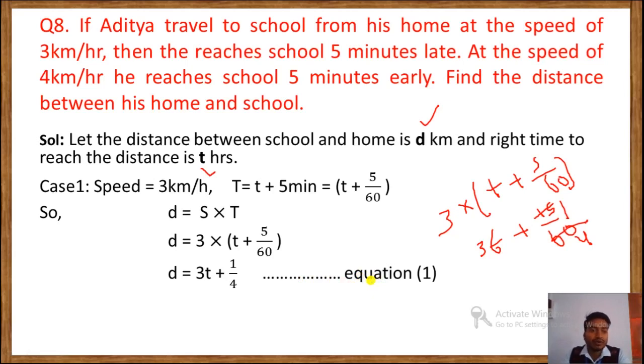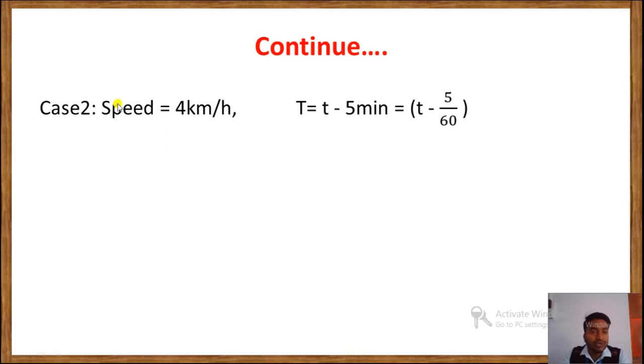Same we will find out for case 2. So case 2 we have speed equal to 4 km per hour and time equal to t minus 5 minutes. T minus 5 minutes, right? Because when the speed is 4 km per hour, he reaches 5 minutes early.